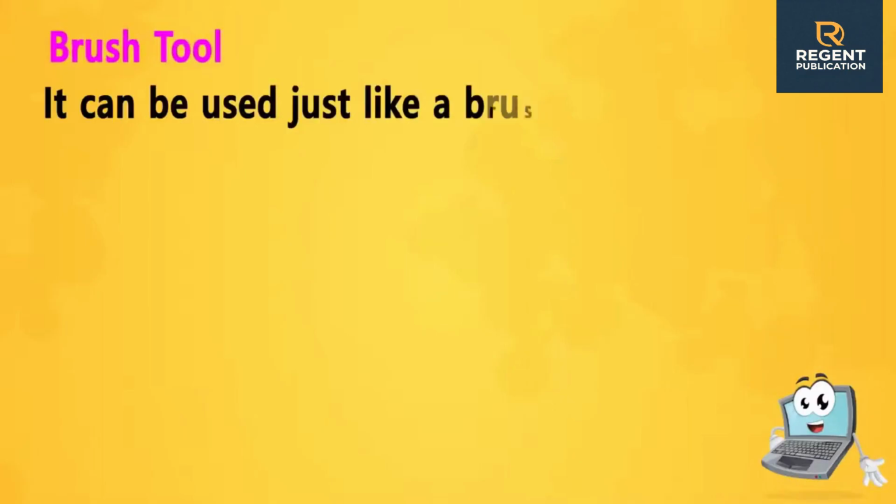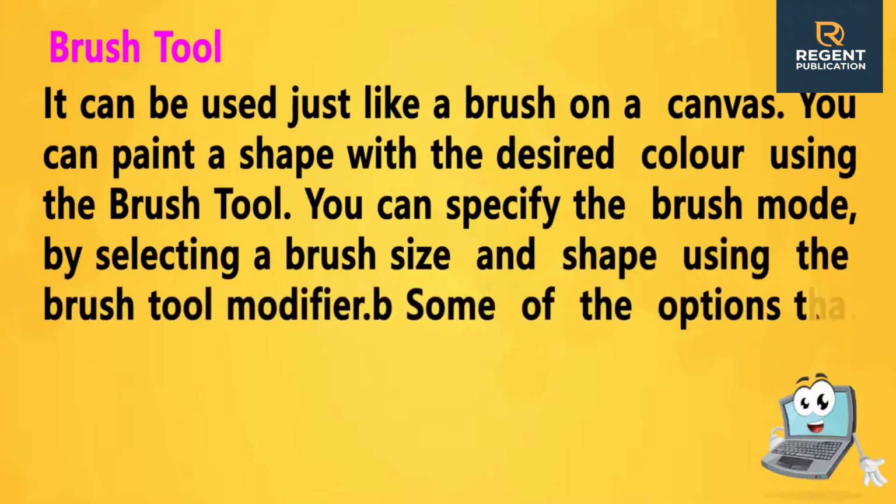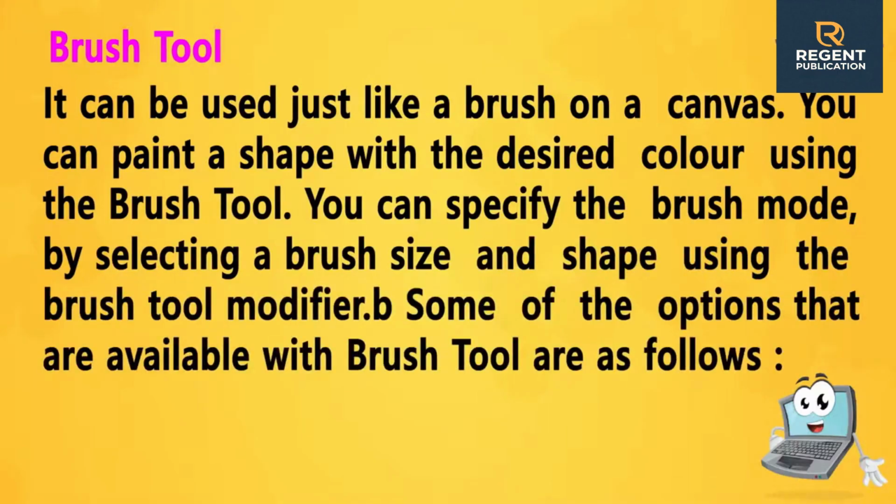Brush tool. It can be used just like a brush on a canvas. You can paint a shape with the desired color using the brush tool. You can specify the brush mode by selecting a brush size and shape using the brush tool modifier. Some of the options that are available with the brush tool are as follows.